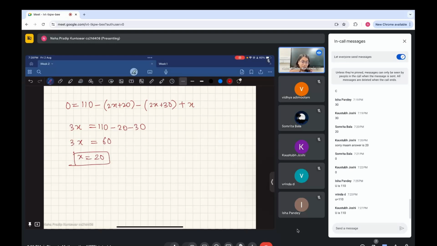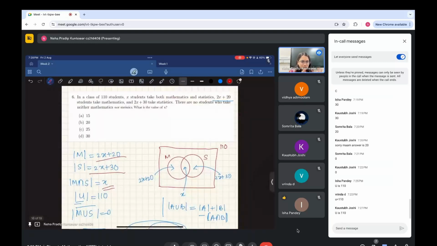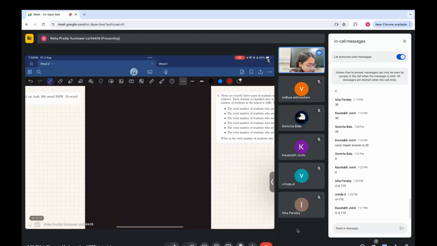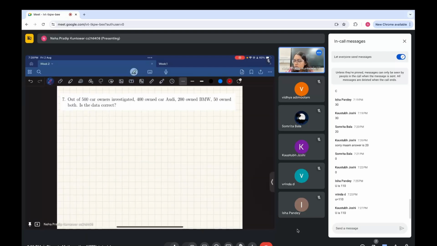So is this clear? Okay. So yeah, what we basically did is we simply used our identity, plugged in the values, and solved for x. Okay. So if this is clear, then we will move on to the next question, which is also based on a similar idea. So let me define the problem for you.